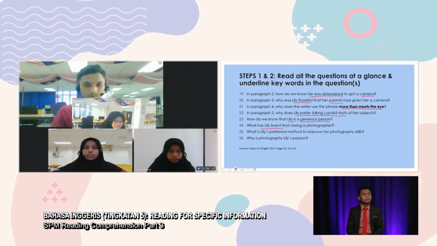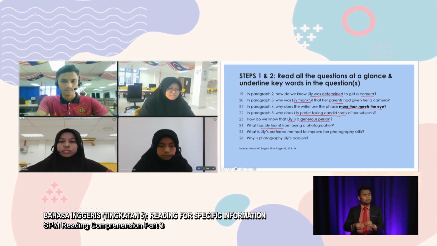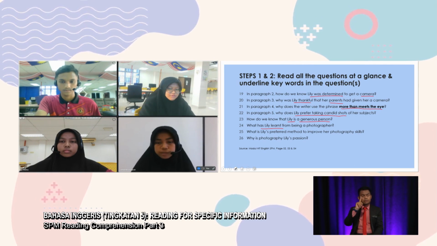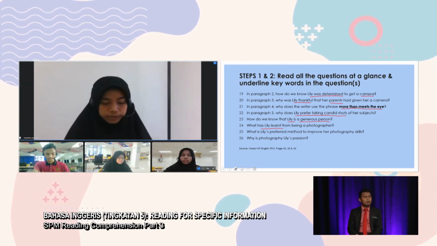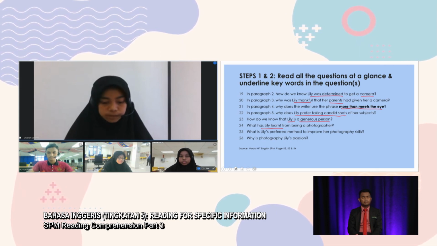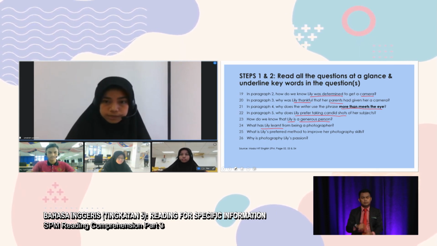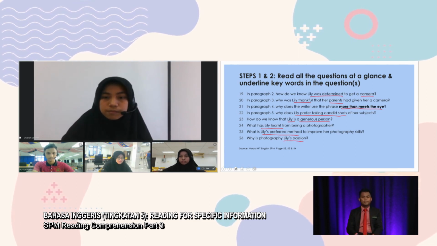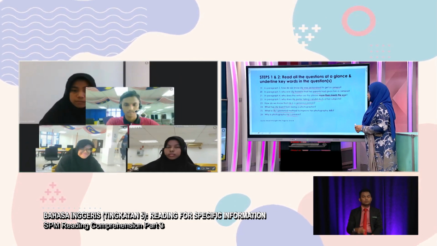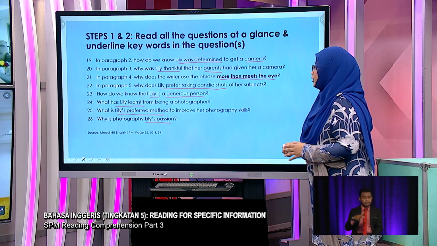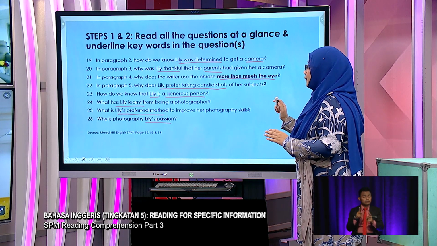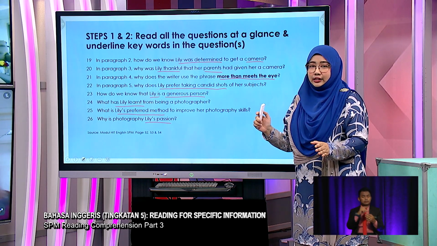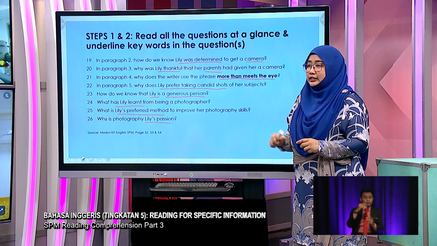Next, for questions 25 and 26. For question 25, what is Lily's preferred method to improve her photography skills? The keyword is Lily's preferred method. Okay. And for question 26, why is photography Lily's passion? The keyword is Lily's passion. Okay, thank you so much, Humaira. So we have identified the keywords in the question, and I highly recommend that we underline the keywords. So it will help and guide us later.